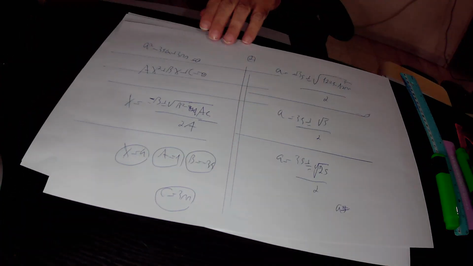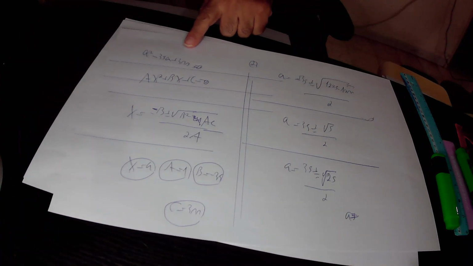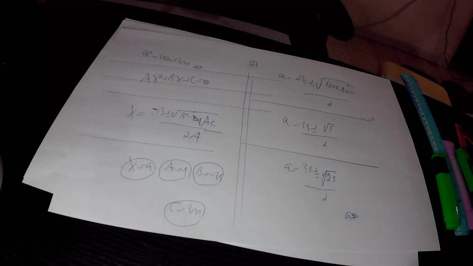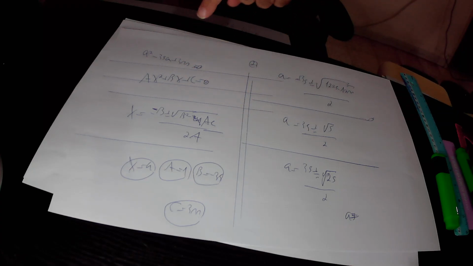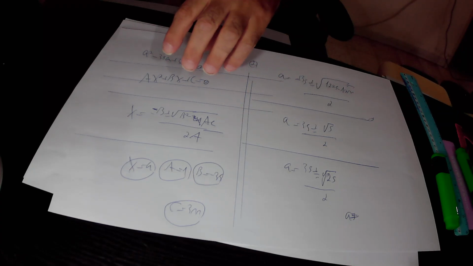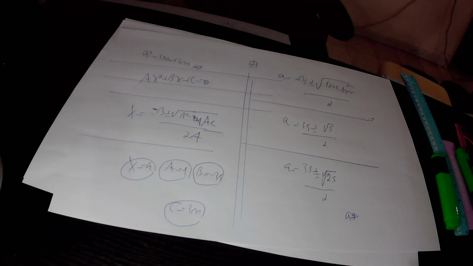Now for our specific quadratic equation, a squared minus 35a plus 300 equals 0, the variable that we are looking for is a. So x equals a, the coefficient a equals 1, the coefficient b equals minus 35, and the coefficient c equals 300. The only thing left to do is to put the data of our specific quadratic equation inside this general formula for x, and this way we find the variable that we are looking for in our specific quadratic equation, that is a.